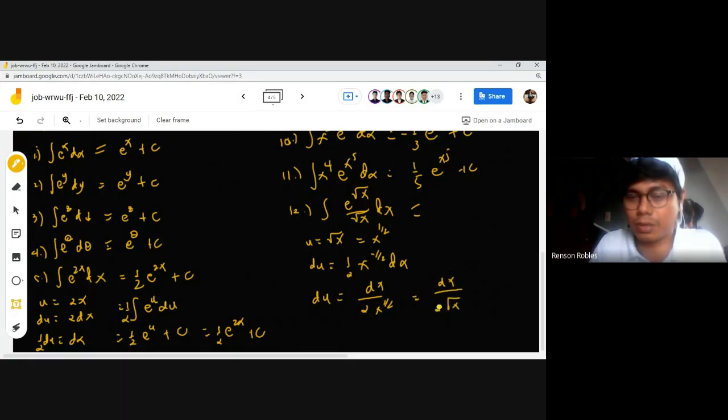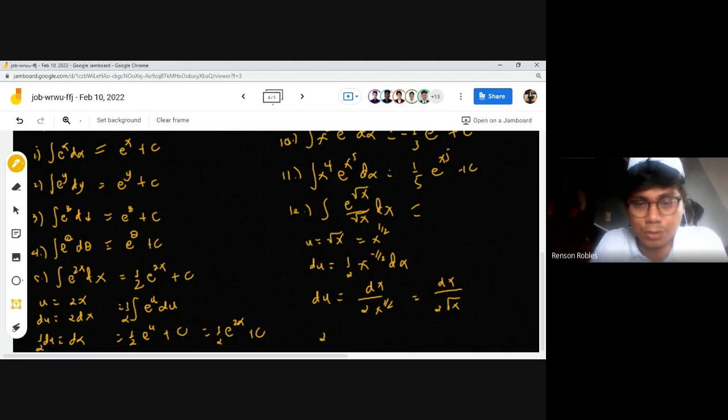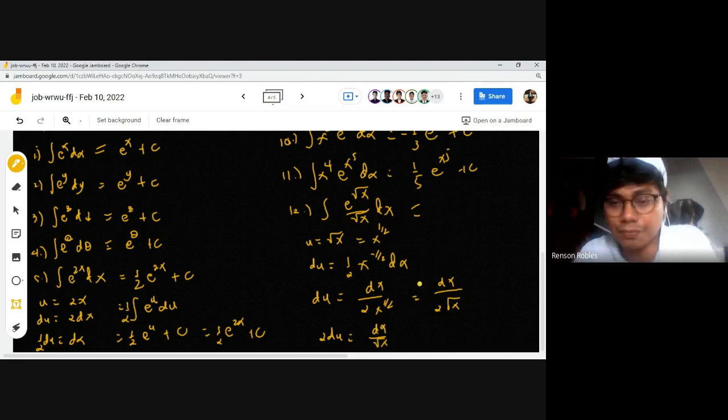So what do we only need? That's dx over square root of x. So we don't want 2 there. So we just multiply everything by 2. We have 2 du is dx over square root of x. All right? By change of variable, wala na namang papel.